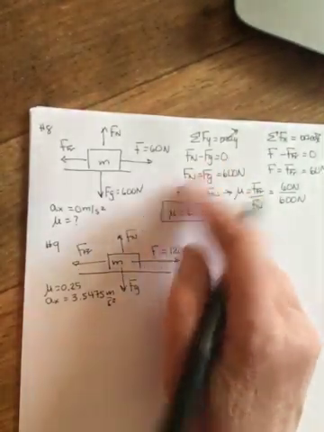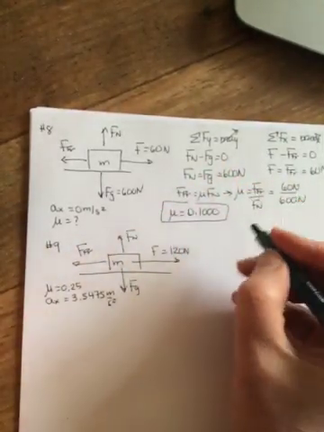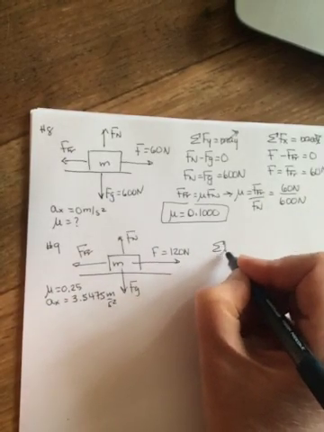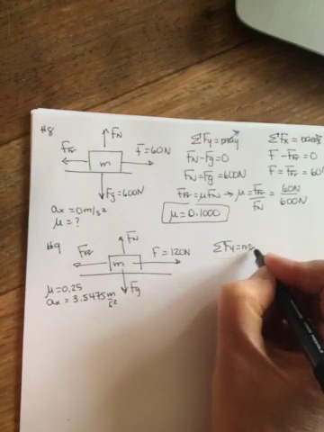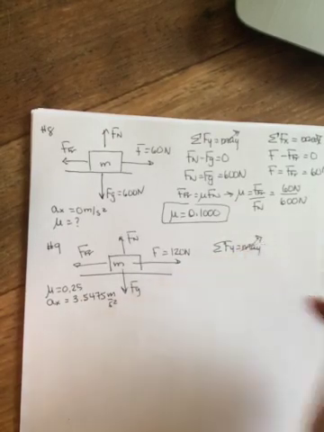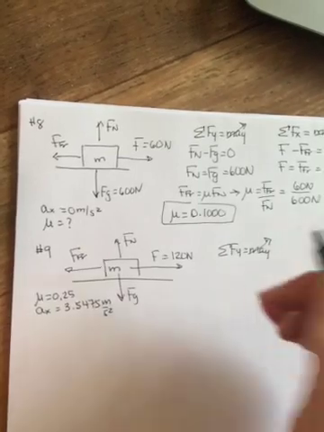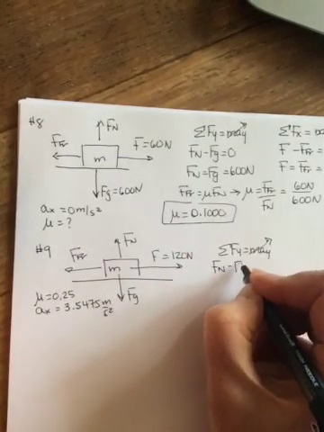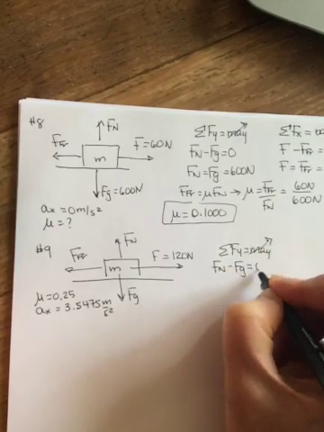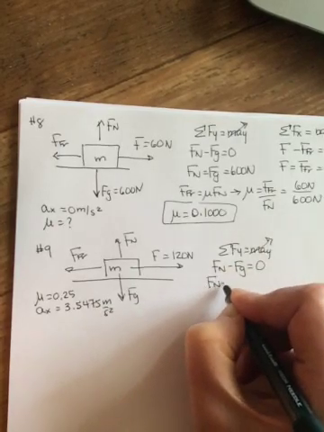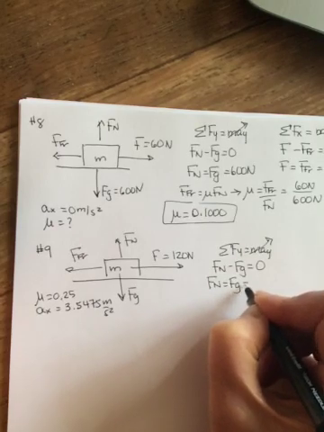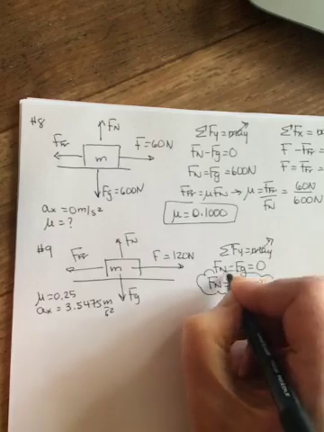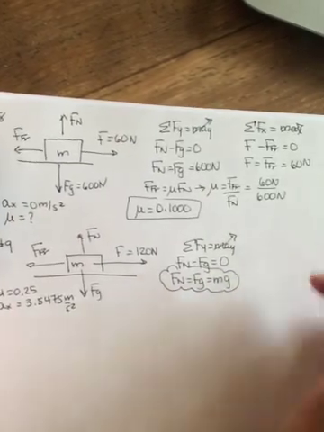And if you don't know where to start, the answer always is sum of the forces in the y. So if you ever say, I don't know where to start, sum of the forces in the y. So sum of the forces in the y equals MAY. It's not moving in the y, so MAY is 0. So in the y, we have Fn going up, Fg going down, so it's minus equals 0. So Fn equals Fg equals mg, but you cannot find that this time. All you can do is leave it as mg.